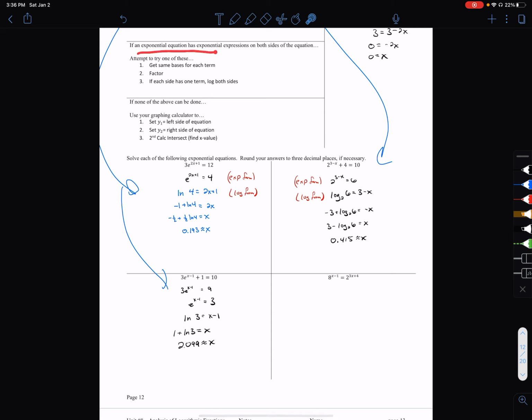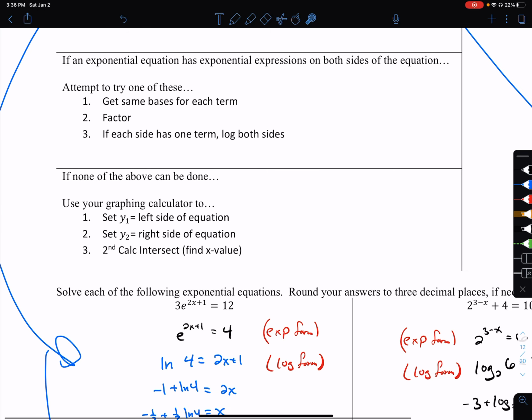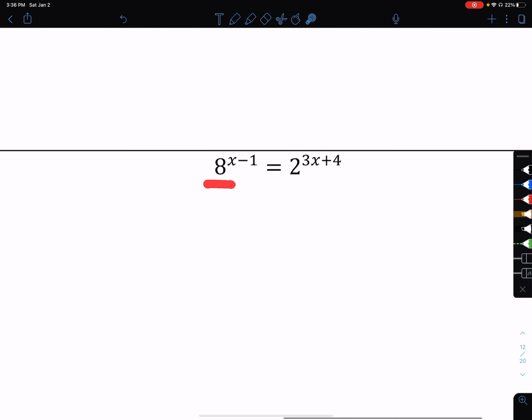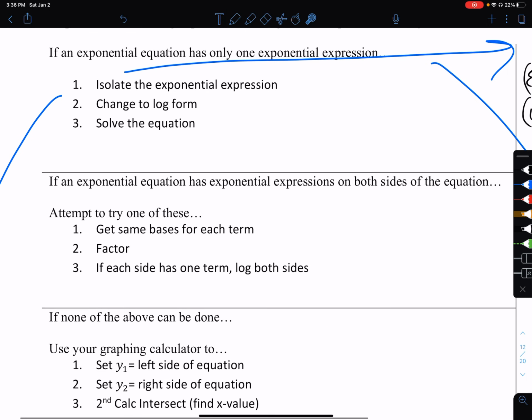If an exponential equation has an exponential expression on both sides of the equation, or if there are multiple ones, here's what we want to try to do. Get the same base for each term. Let's check this out. Is there a way to get these to have the same base? I would say yes.